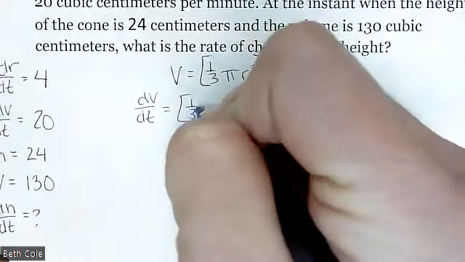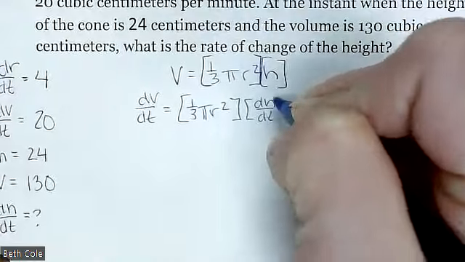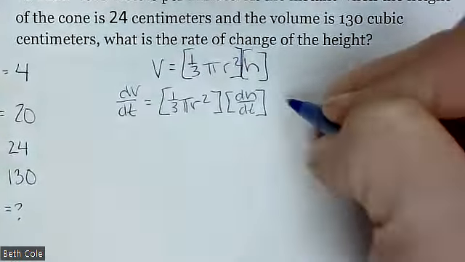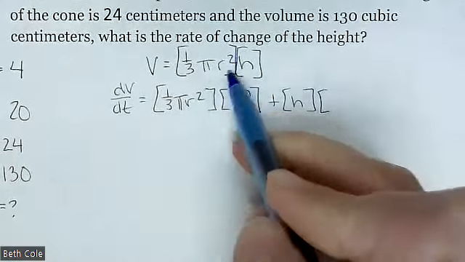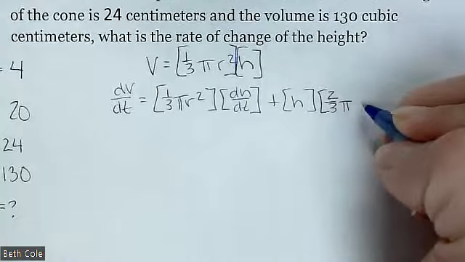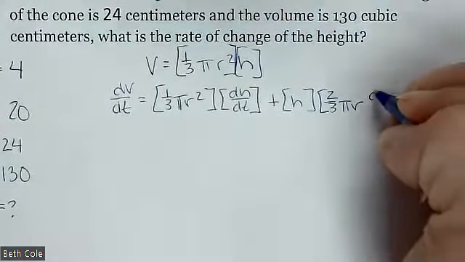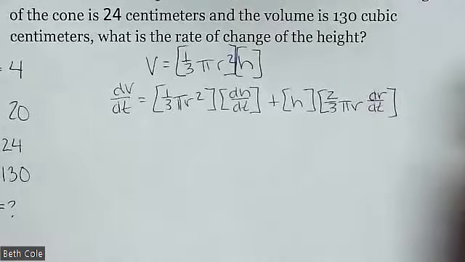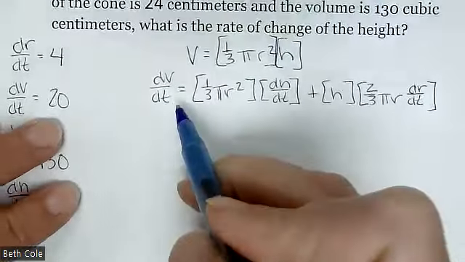So it's going to be the first thing times the derivative of the second. Derivative of h is dh/dt, plus the second thing times the derivative of the first. So if I bring this 2 down, it's going to be 2/3 pi r. This 2 will drop to a 1, so r to the first, and then dr/dt. I'm not sure why I used brackets instead of parentheses there, but whatever. I guess that's what I decided to use.